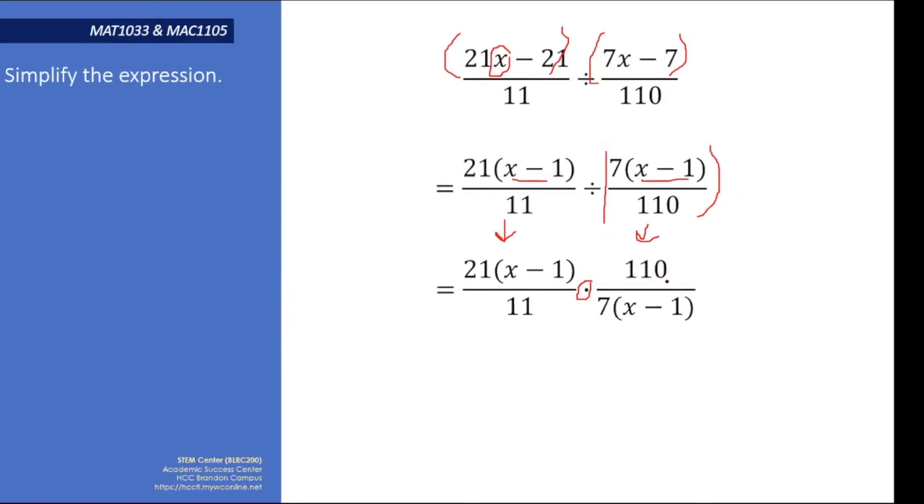And so we have this. Now it's multiplying with fractions. And so multiplying with fractions, how it works is you multiply the numerators, and you multiply the denominators. So we notice that when we do that, we have an x minus 1 that will cancel with this x minus 1, and then 11 will divide 110 to leave us with 10. The 21 gets divided by 7, and we're left with 3. And so at the end, we're left with 3 times 10, which is 30. And so that's how we get our final answer of 30 for this one.